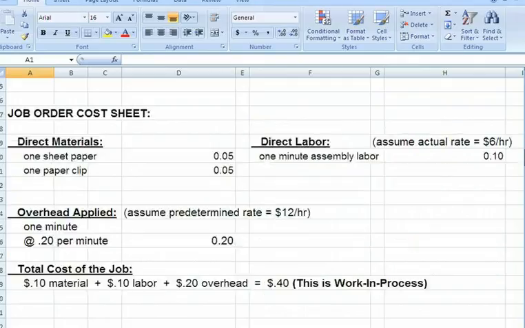Chapter 16 also talks about job order costing and process costing. Process costing will be detailed in a handout, a 9-page handout that I will make available to you under resources. I want to just briefly talk about job order costing.